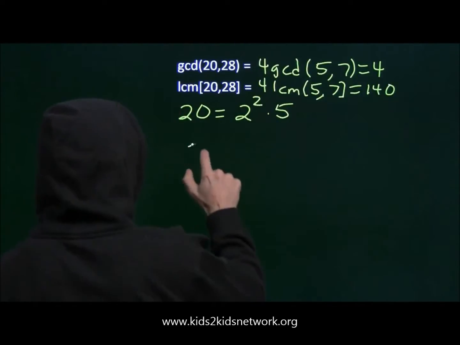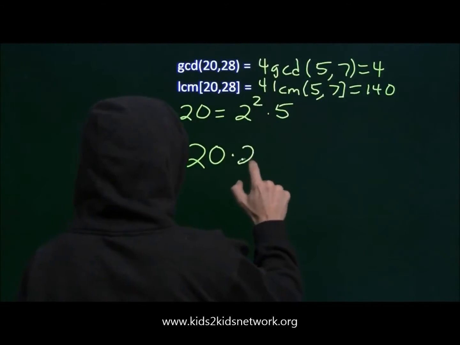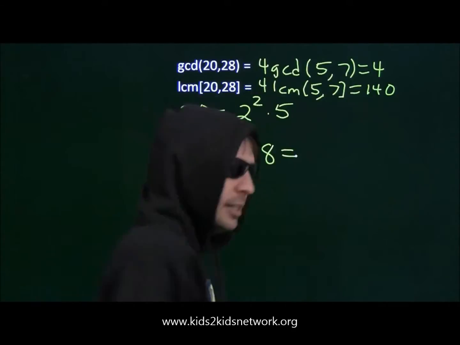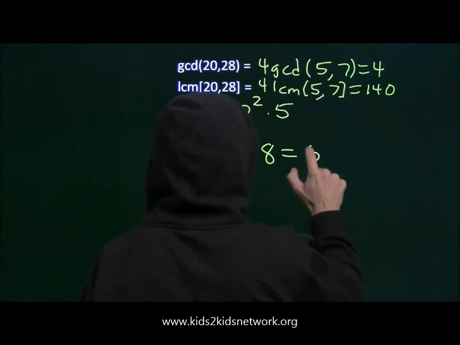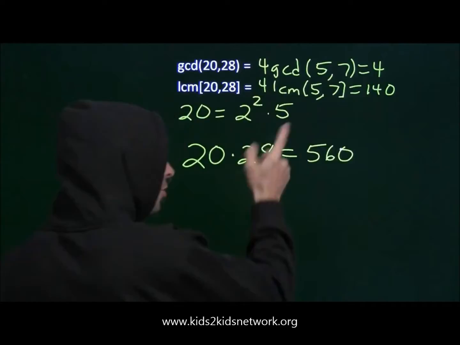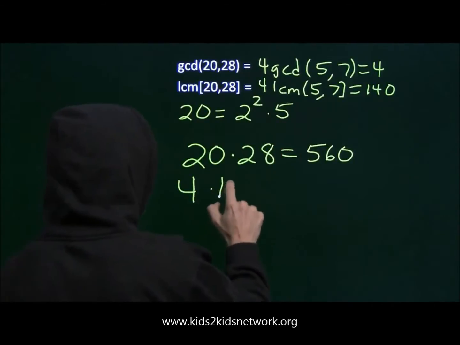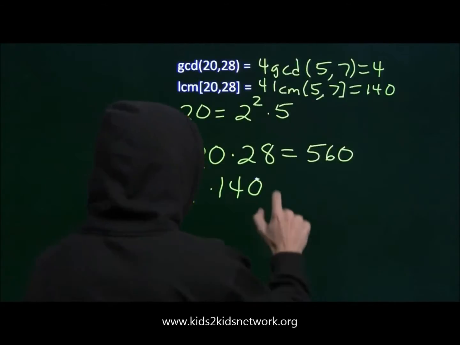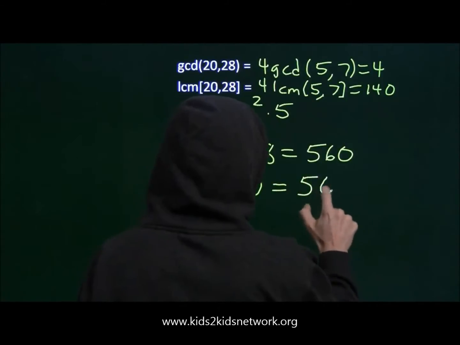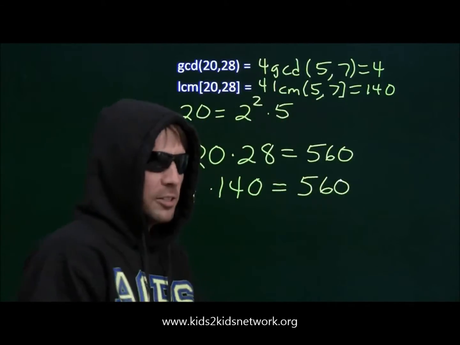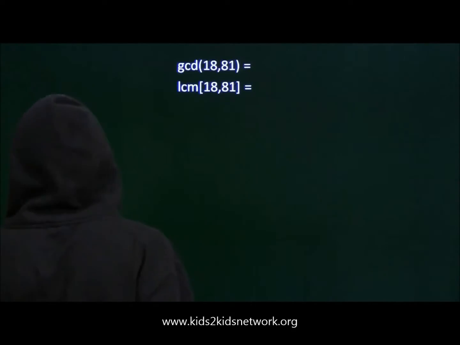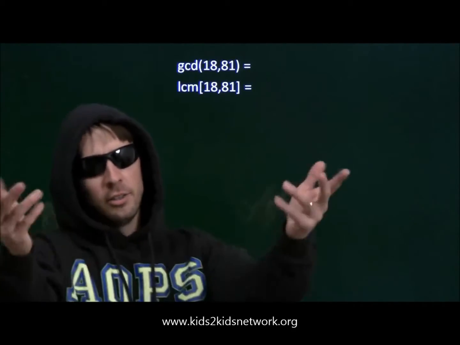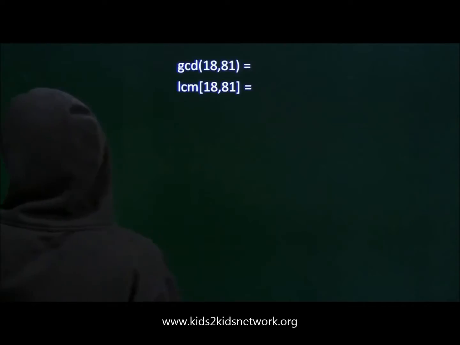20 times 28, let's check that out. 20 times 28, 560. 4 times 140. 2 times 140 is 280. Double that again. You guessed it, 560. All right. Once is lucky, twice is a coincidence. Let's try this one more time.